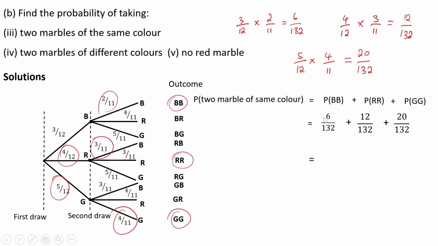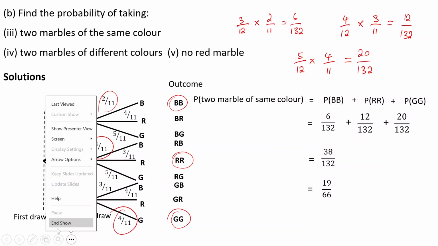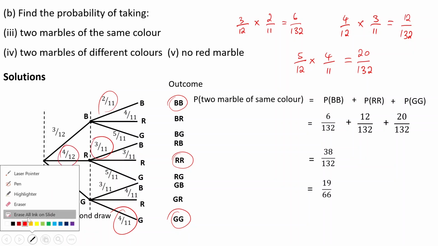So when you add these using fractions, you are going to arrive at 38 over 132. If you reduce this one further, 2 into 38, you get 19, then 2 into 132, you get 66. So this will be the probability of taking two members of the same color. Okay, so let me just clear this.